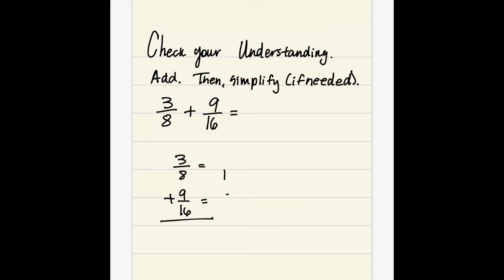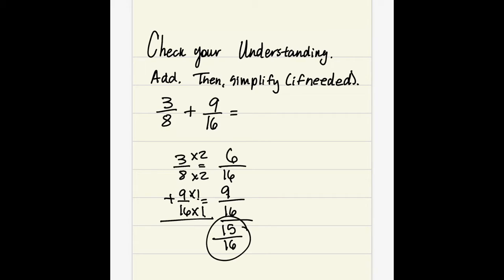So I know 8, 16, I know 16. So I know that the least common denominator is 16. Well, 8 times 2 is 16, and 3 times 2 is 6. Okay, so 16 times 1 is 16. So I'm just going to multiply this times 1. That is important. So if you multiply this by 1, you got to multiply this by 1 too. Okay, and 6 plus 9 is 15/16.